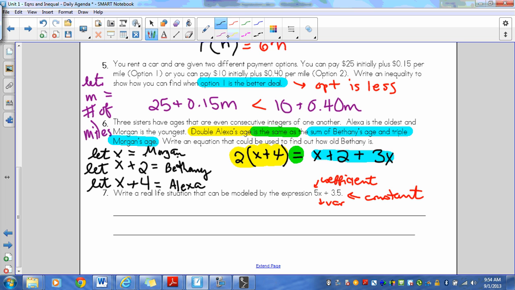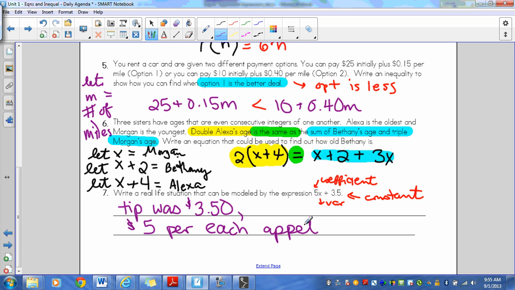So one example that we could use here is a restaurant. So let's say the tip that I leave, the flat rate of the tip was $3.50. That's the flat rate. And it was $5 per each appetizer.